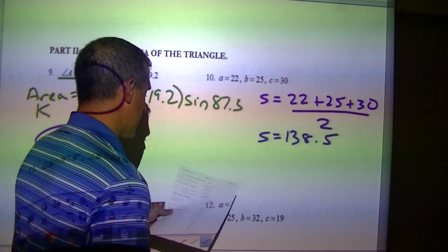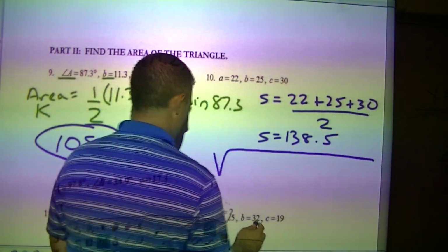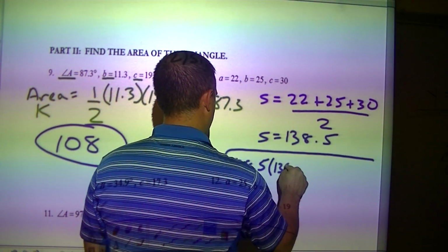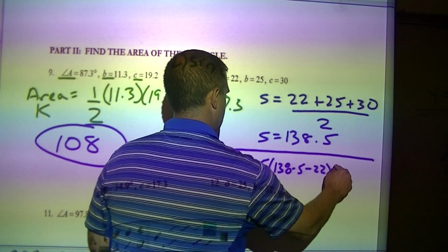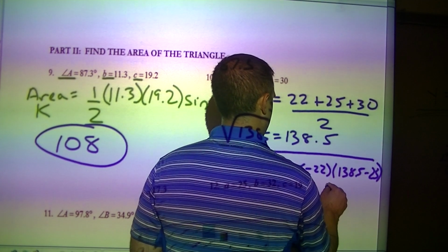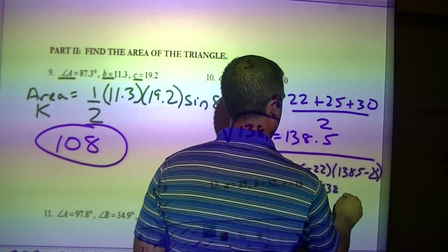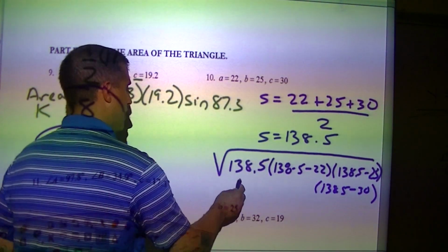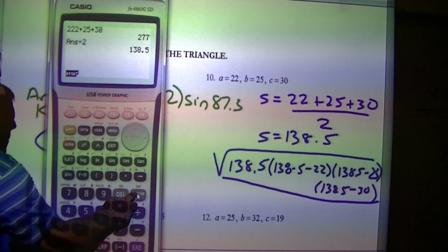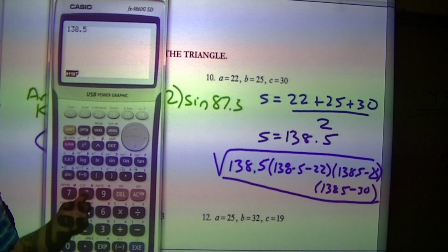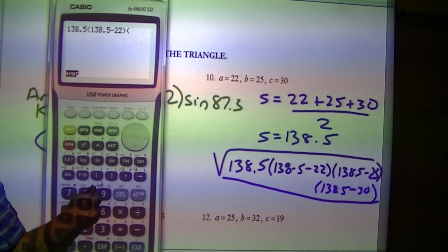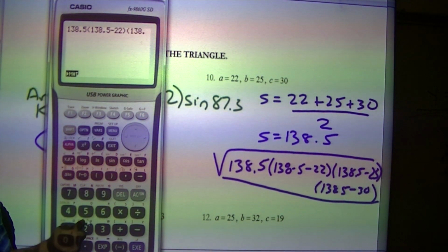Now what the formula says is take the square root of 138.5 times 138.5 minus 22 times 138.5 minus 25 times 138.5 minus 30. Now my recommendation, do the under part first. So I'm going to figure out what that number is. So 138.5 parentheses, 138.5 minus 22, 138.5.